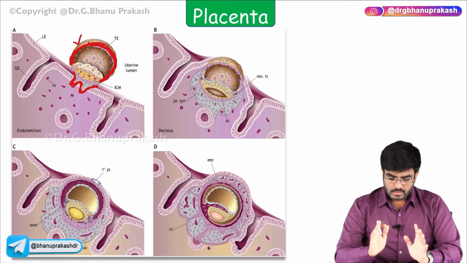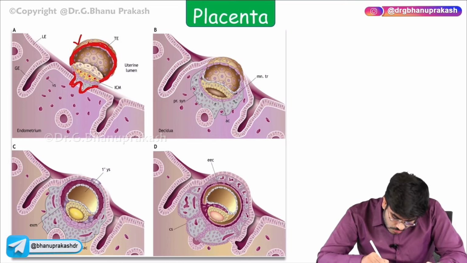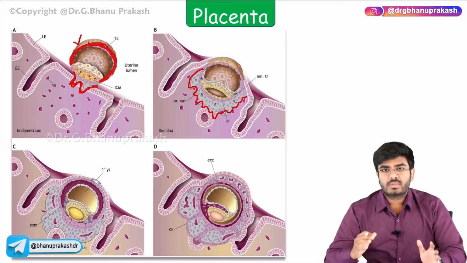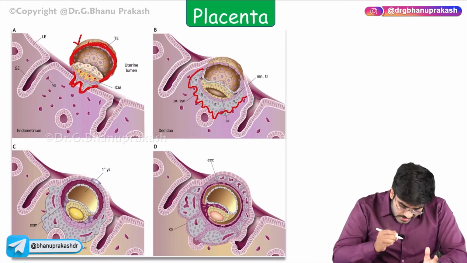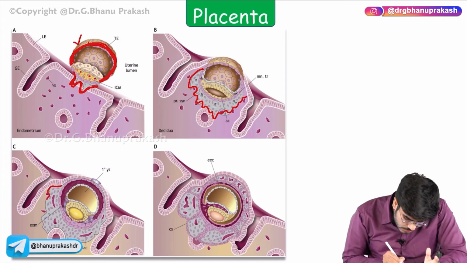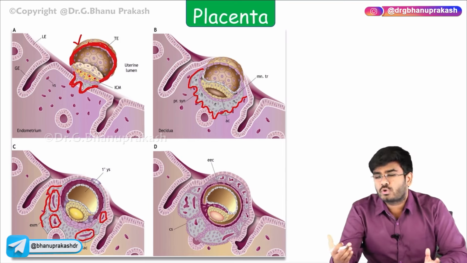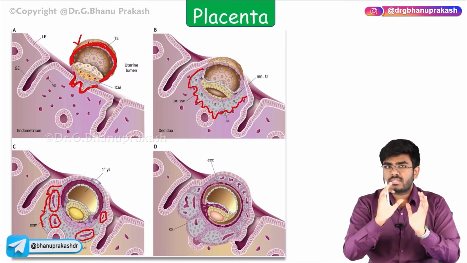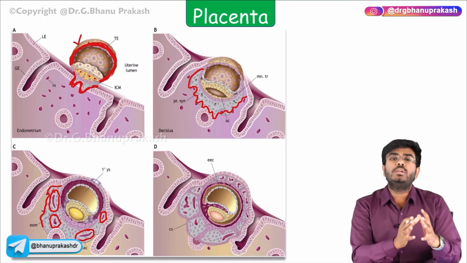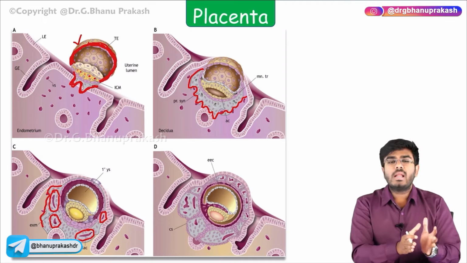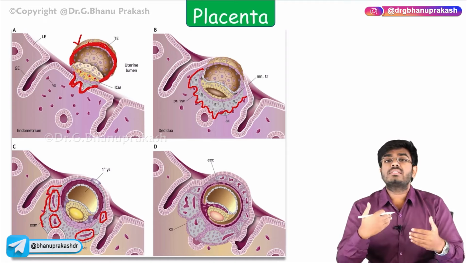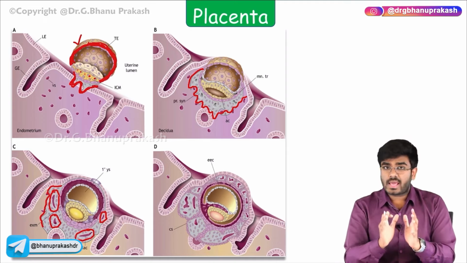Okay. Now, later what happens? The syncytial trophoblast is going deep into the decidua. It is going deep into the endometrium. Later what's happening? See, in the syncytial trophoblast, there is formation of these cavities, formation of the lacunae. Lacunae are going to be formed in the syncytial trophoblast. What we are saying, syncytial trophoblast is invading into the decidua or endometrium, and in the syncytial trophoblast there is formation of the lacunae.